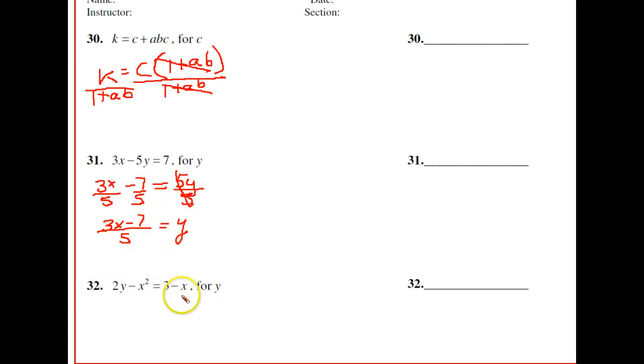And for number 32, we want to solve for y again. We got the 2y over here. I'm going to transpose that as a positive, x squared, put it in order, and then divide everything by 2. So y equals that.